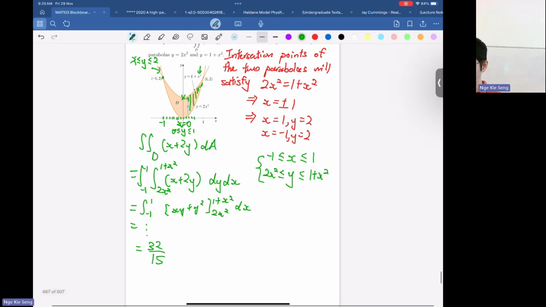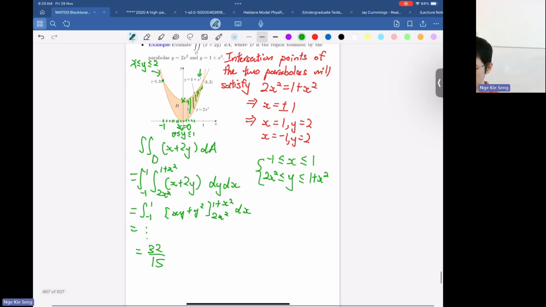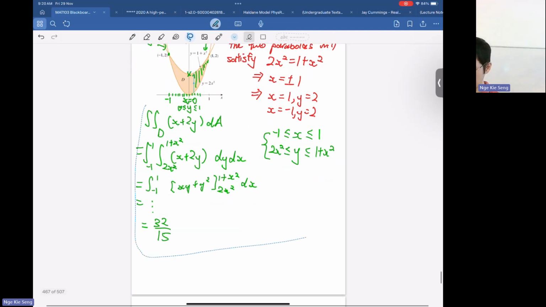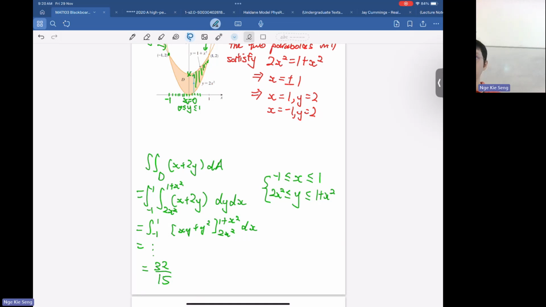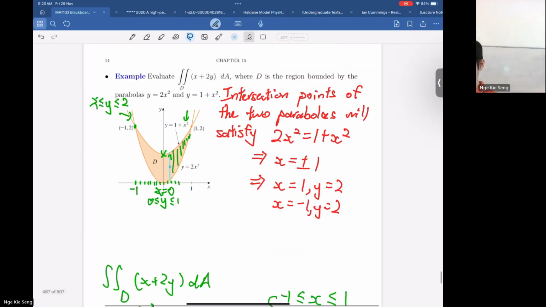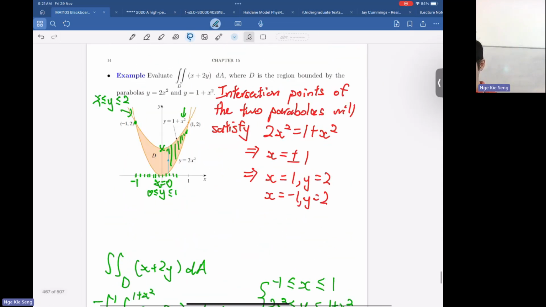So for those who have done it, you can try the other direction. What's the integration domain for the other direction? It's around 32 over 15. If you get stuck, you can try and ask, stop me.